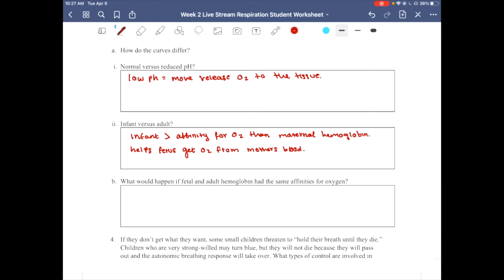And then the next question kind of talks about that too, like what would happen if fetal and adult hemoglobin had the same affinity for oxygen? If that happened, then the partial pressure of oxygen is the same, then the fetus would have a much harder time getting oxygen and transporting that oxygen. And that would significantly affect development. So it's really important that the fetus blood has a higher affinity.